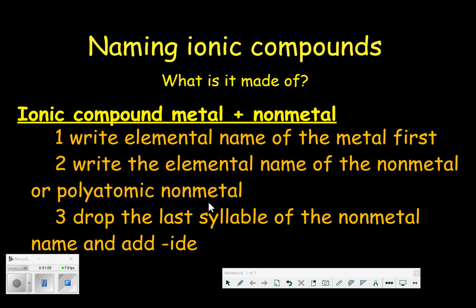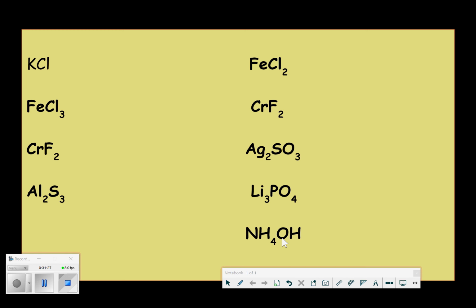All right, so again, when you're naming, you write the first elemental name of the metal first, then write the second name of the nonmetal, drop the last syllable of the nonmetal and add "ide." The only caveat on this is if the second material is a polyatomic, and you are just going to name it the way the polyatomic names it. Okay? So, let's practice this.